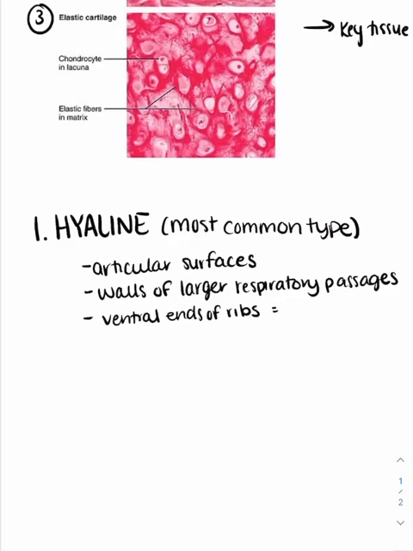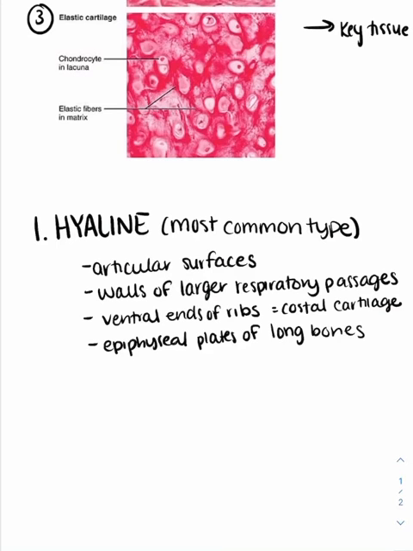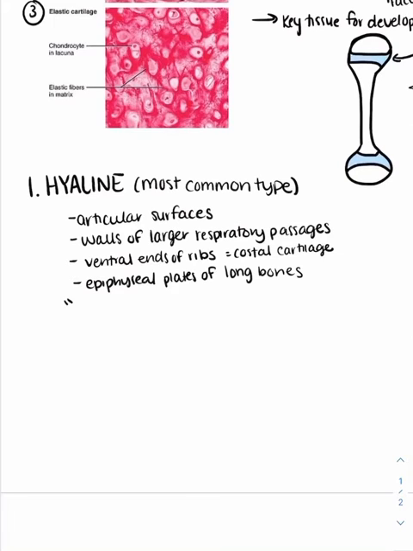And then in the embryo, hyaline cartilage is what forms our skeleton. That is then gradually replaced as bone. So basically a baby, an embryo, instead of a bag of bones, is a bag of cartilage, specifically hyaline cartilage.